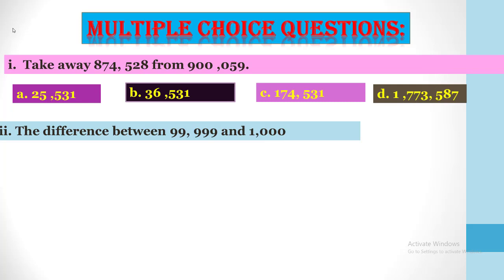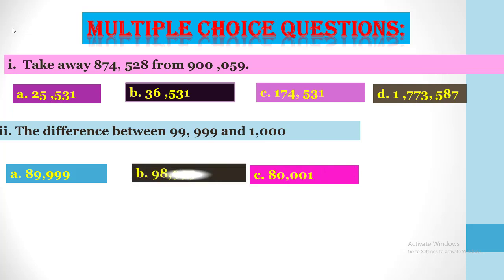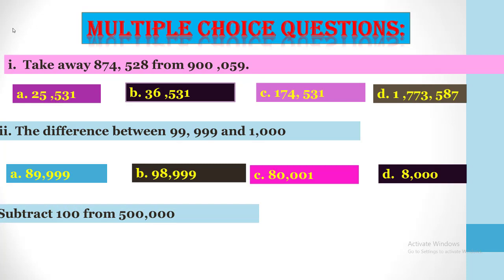Next one is the difference between 99,999 and 1,000. Our first option is 89,999. Second one is 98,999. Third one is 80,001. And the last one is 8,000. Hurry up students, solve your next question.